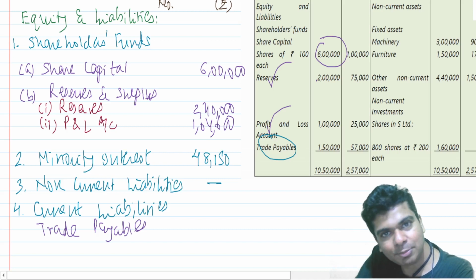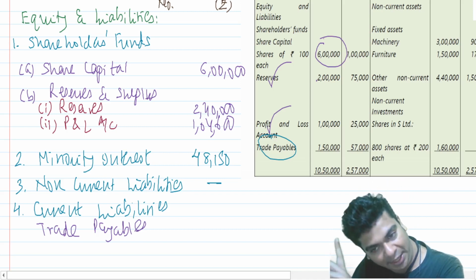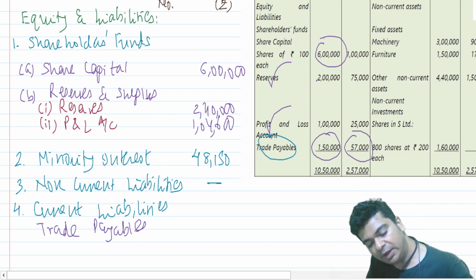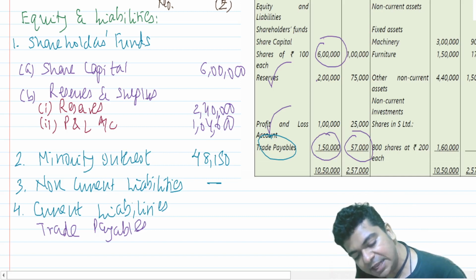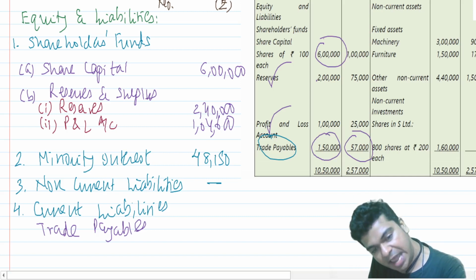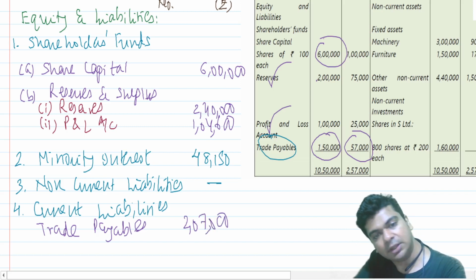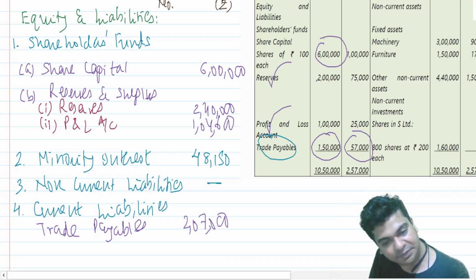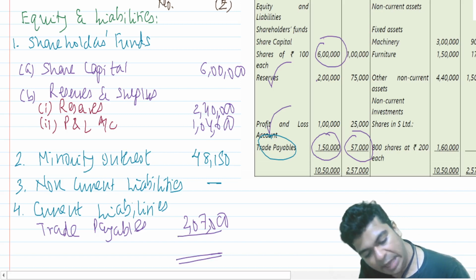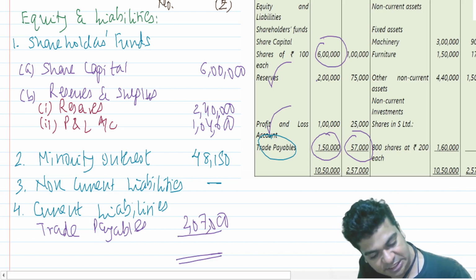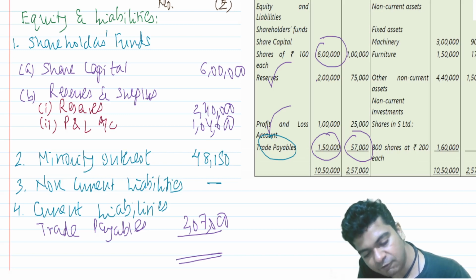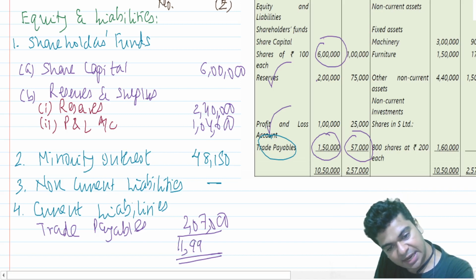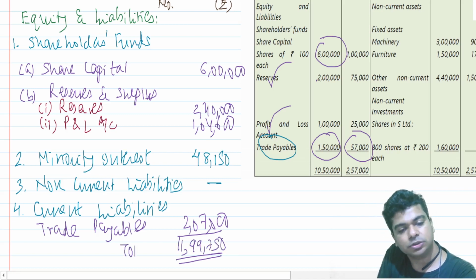Now it is time to implement the first principle, line by line addition. There is no adjustment for trade payables, so just do a line by line addition over here. 1,50,000 plus 57,000, just adding the two figures and putting it over here: 2,07,000. So 2,07,000, 48,150, 1,04,600, 2,40,000, and 6 lakhs. 11,99,750. That's the total.